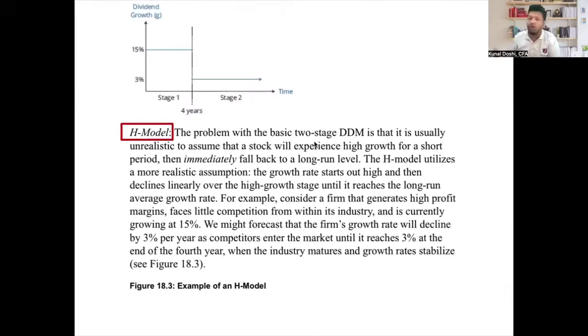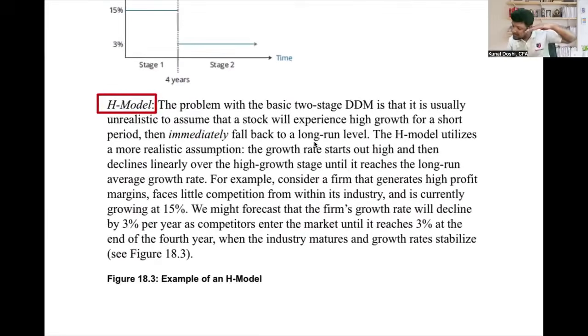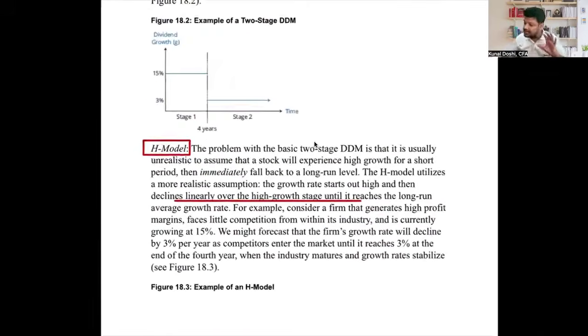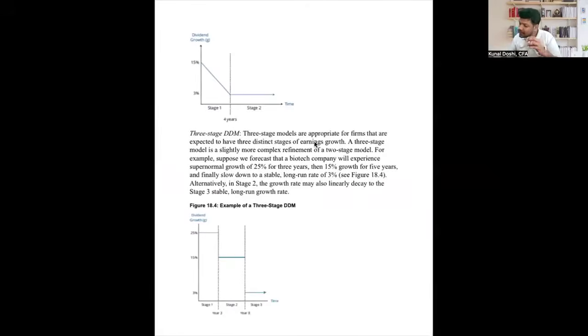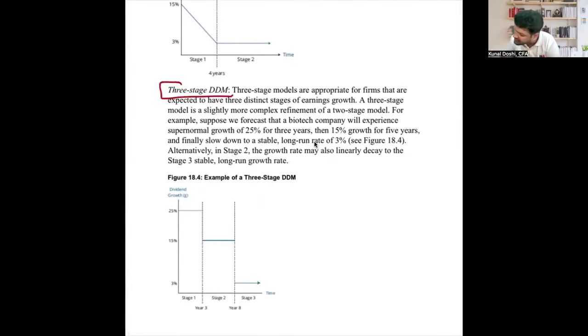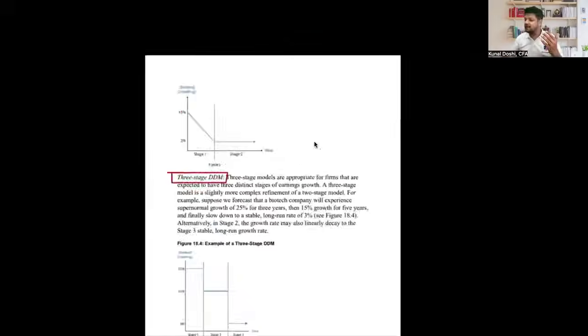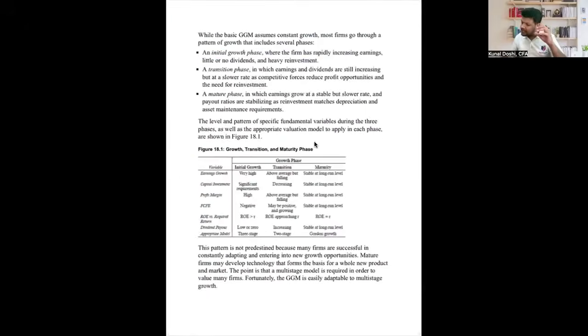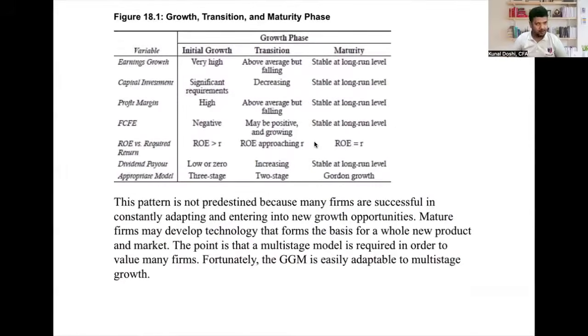Then we will understand the most important one, the H model. The H model has a very high chance of being asked in the exam because it's unique. It is something that was not there in your Level 1. H model is where the transition happens not immediately, but linearly over some period of time. This is where the H becomes very relevant. And then finally, you have a three-stage model. Which model is suitable for which company, I'll explain, and then I will write down the formulas. Correct? In between, there are several concepts which we will focus on.